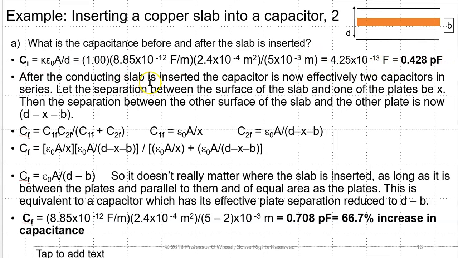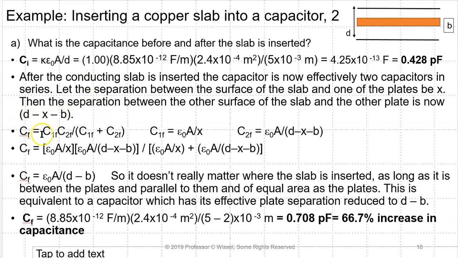After the conducting slab is inserted, the capacitor is now effectively 2 capacitors in series. Let the separation between the surface of the slab and one of the plates be X. Then the separation between the other surface of the slab and the other plate is now D minus X minus B. So it's like 2 capacitors. One with plate separation of X, and this slab is now both this plate, the wire connecting the 2 capacitors that are in series, and this plate of this other capacitor. This one, of course, has the plate of area A and a plate separation of D minus X minus B.